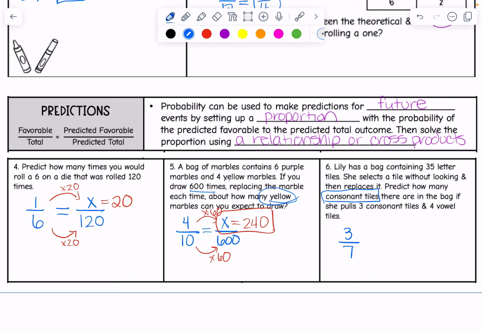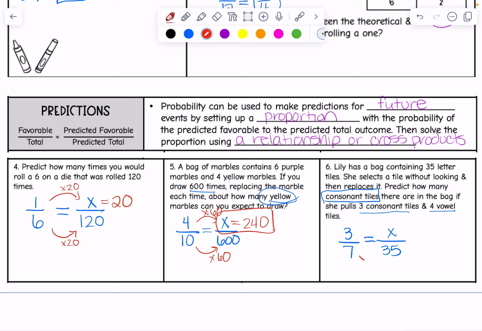Okay, and so again, I'm getting that because there's 3 consonants that she's pulled and 4 vowels. So altogether, she's done 7. She's drawn 7 tiles. So we can use that probability now to make a prediction of how many of the 35 tiles would be a consonant.